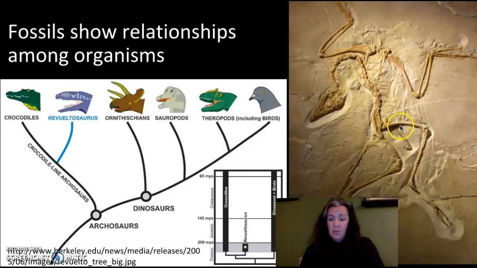So one of the interesting fossils here, this Archaeopteryx, is much like its lizard-type dinosaur ancestors, but it has feathers. And it's that characteristic that has been a piece of evidence tying birds to a common ancestor with crocodiles.